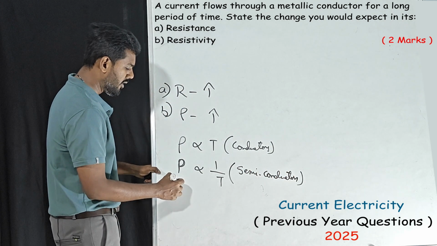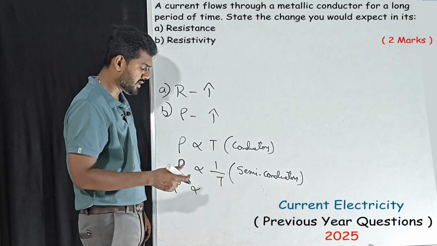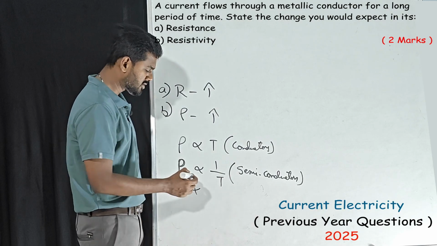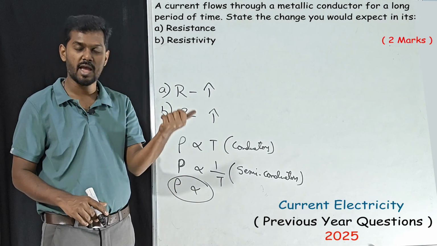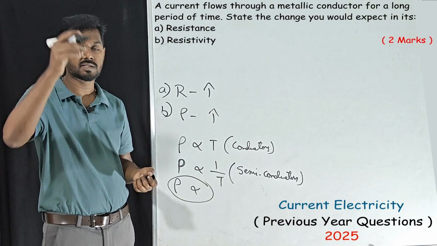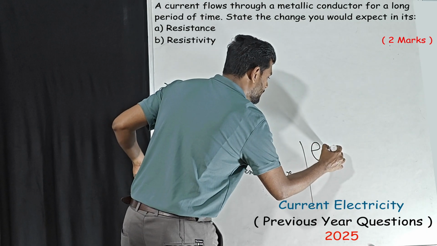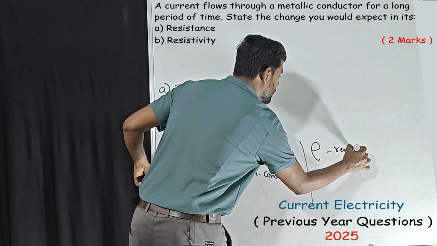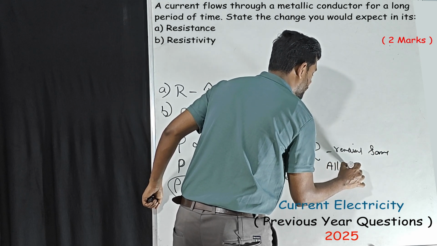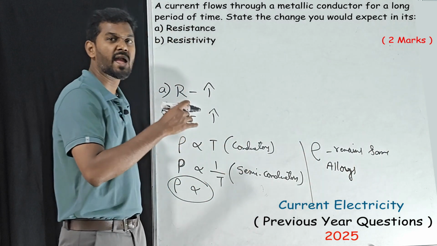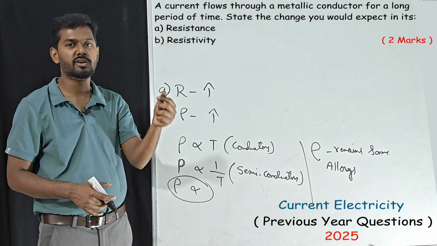And when it comes to insulators, specific resistance is obviously high. So when it comes to insulators, it doesn't matter. But when it comes to alloys, in one of the questions we have learned, even though temperature increases, the specific resistance remains the same for alloys. What are those alloys? Manganin and constantan. Those are the two alloys we learned. That is the only two alloys given in the textbook.